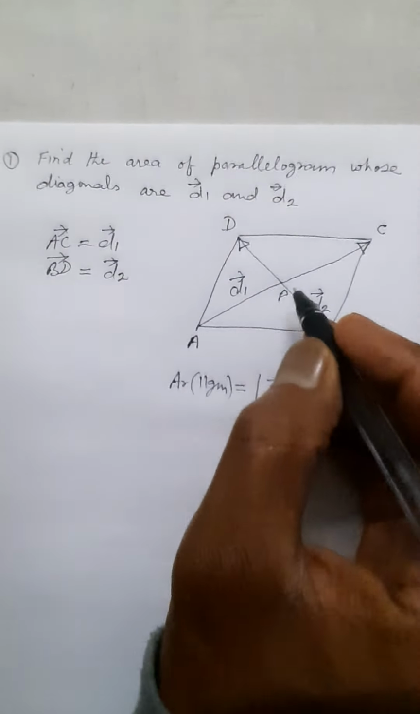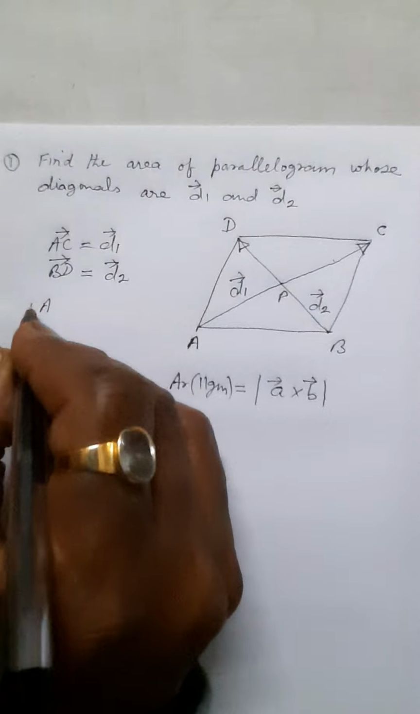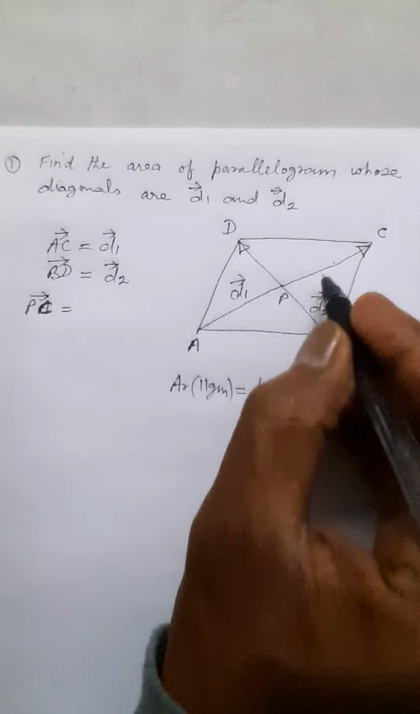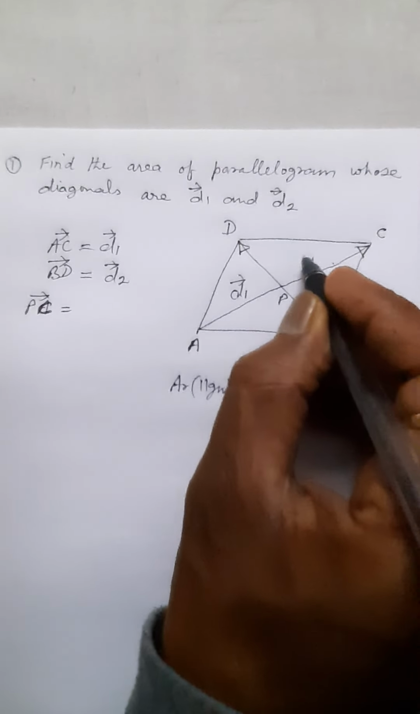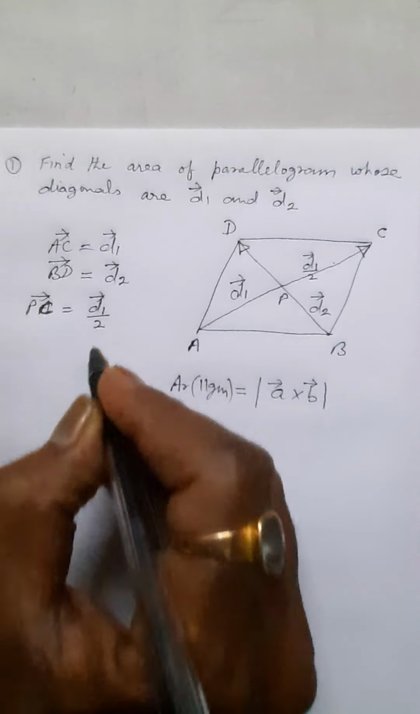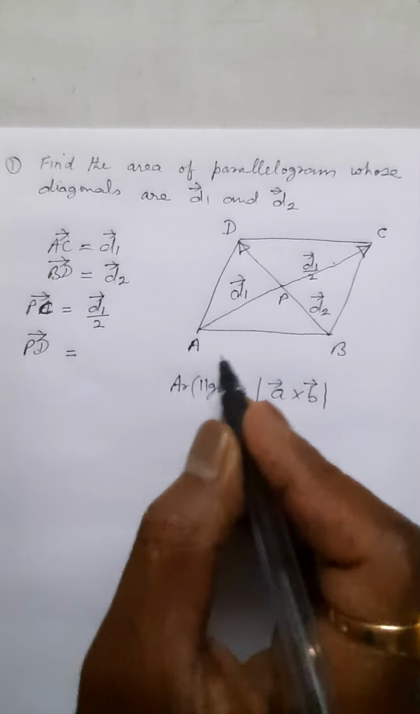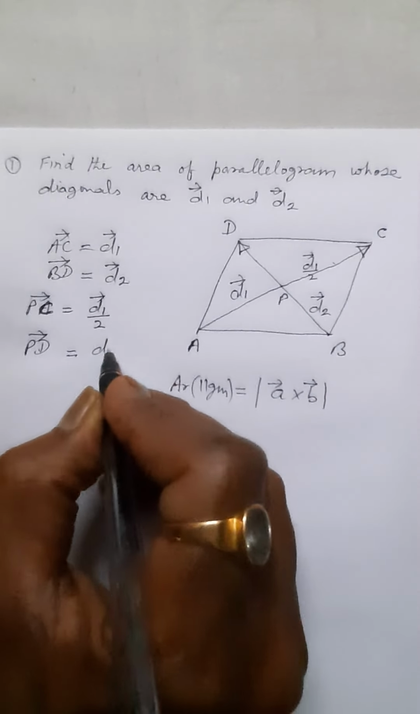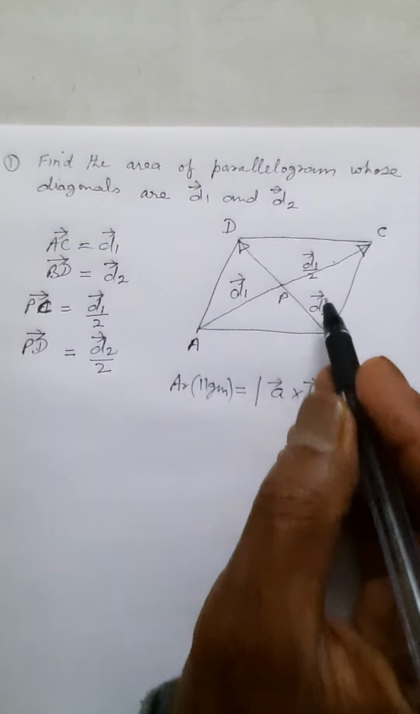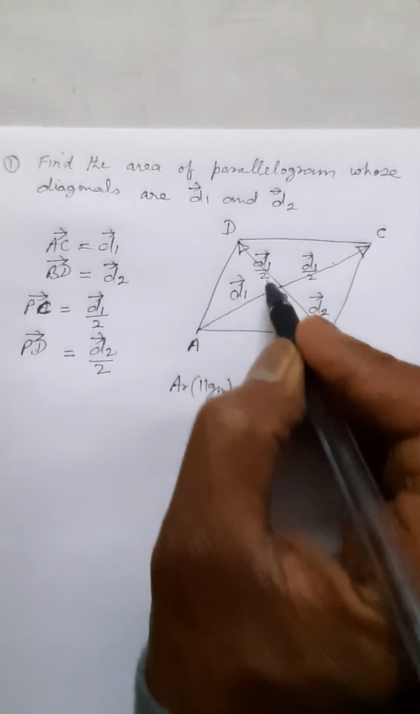So now, can you define the vector PC? The vector PC will be equal to half of the vector d1, that is, vector d1 divided by 2. Similarly, the vector PD can be defined as half of vector d2. Now we have two vectors: one is d1 by 2, the other is d2 by 2.